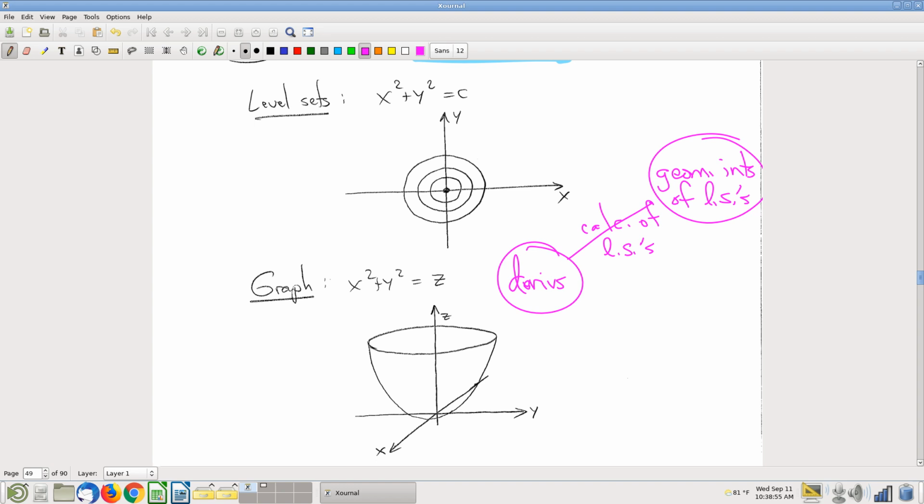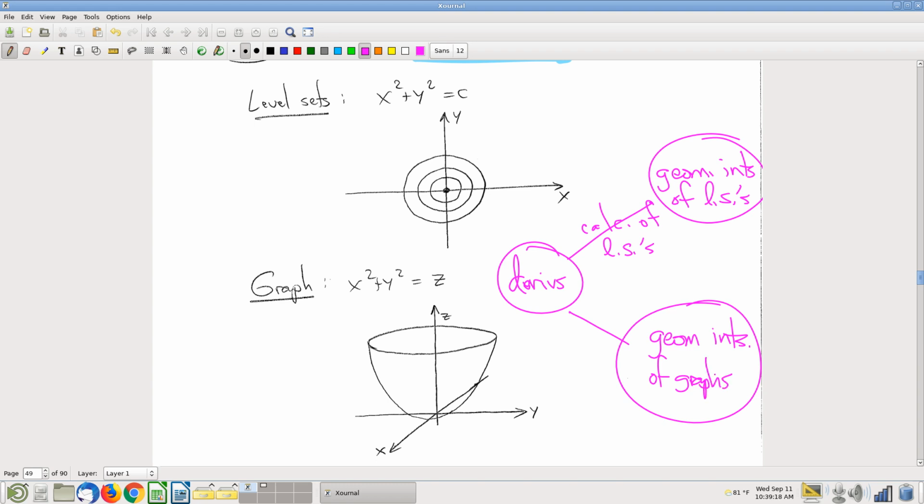Calculus of level sets. That means: what are the connections between the algebra of derivatives and the geometry of what that relates to? Okay, so the calculus of level sets is just different from the calculus of graphs.